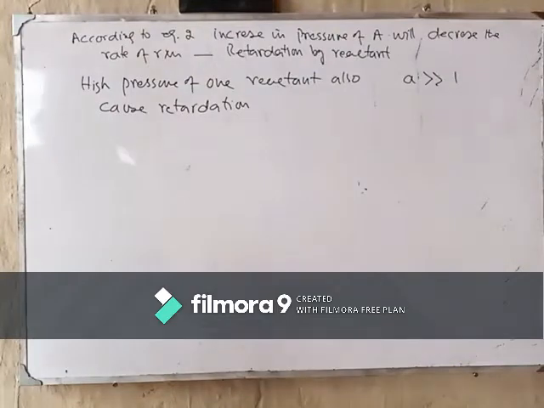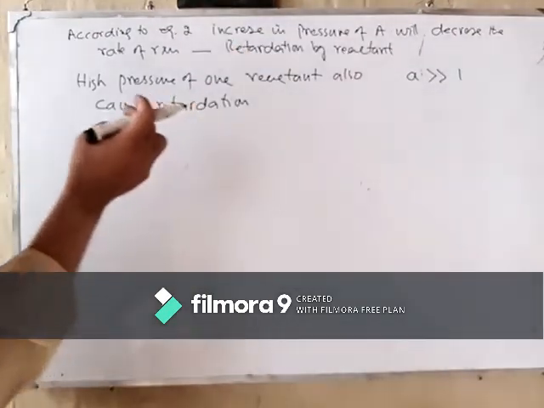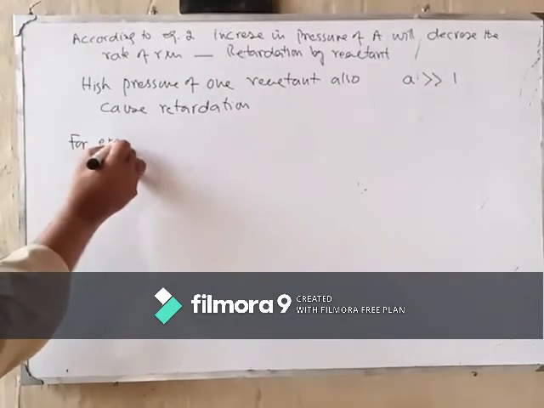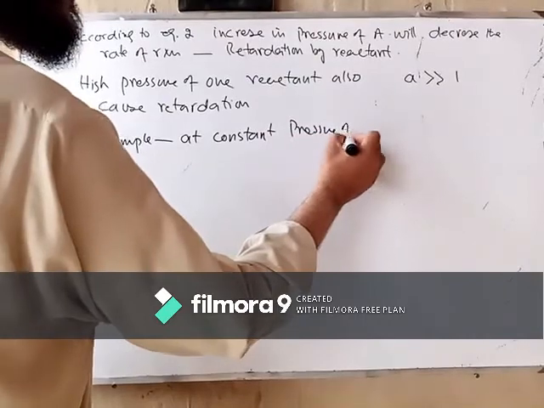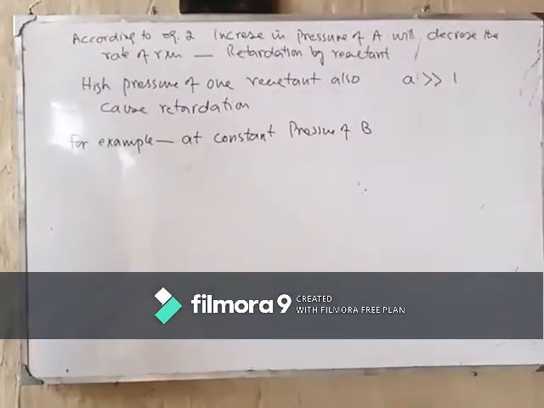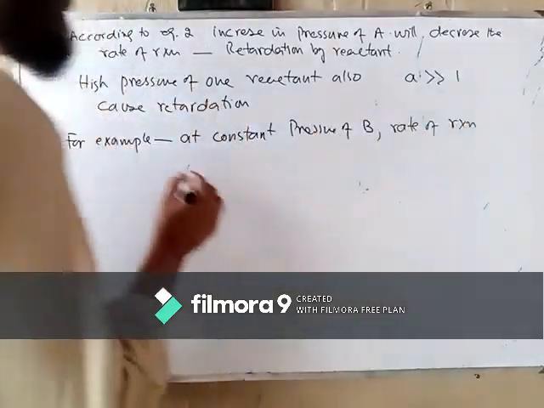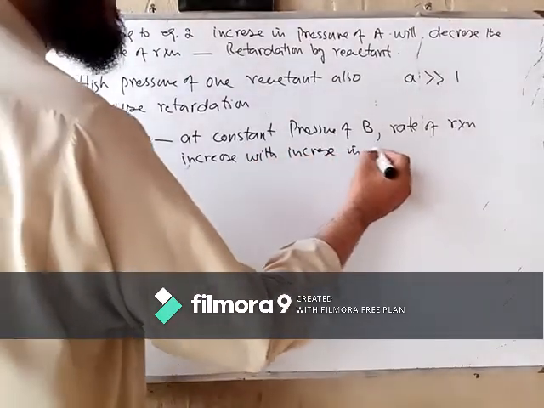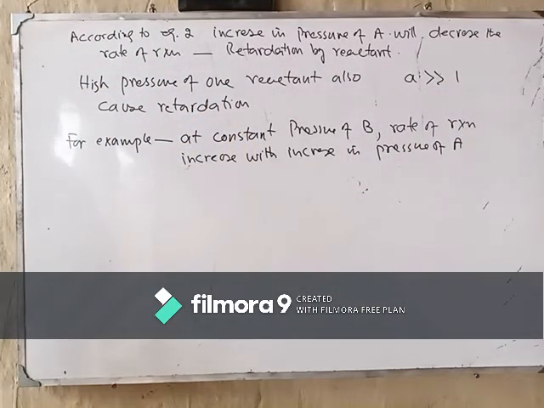We can see that mathematically. For example, at constant value of P_B, in this case if we take A, when pressure of A is higher, then it causes a retardation effect. So at constant pressure of B, the rate of reaction increases with increase in pressure of A up to a certain value.